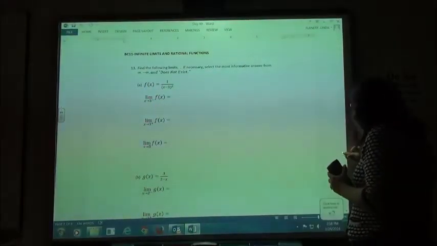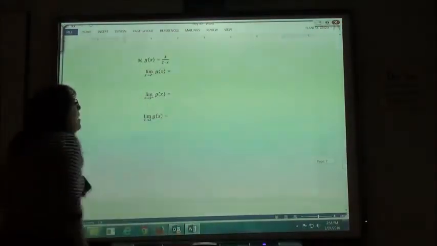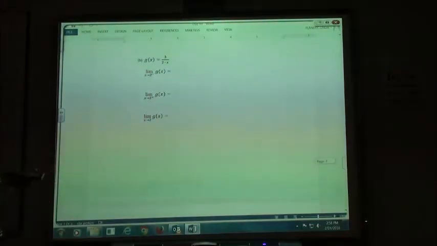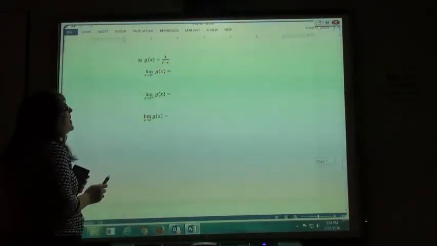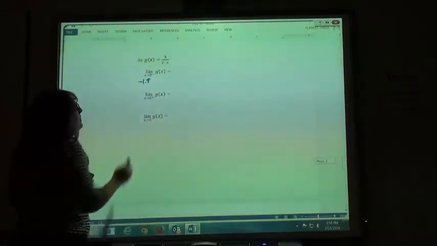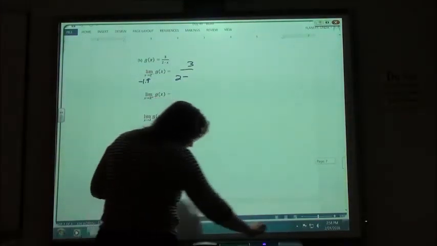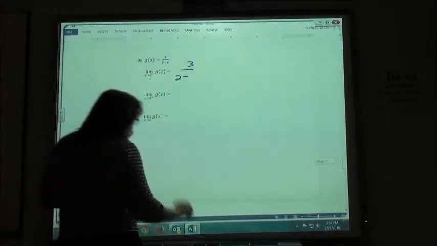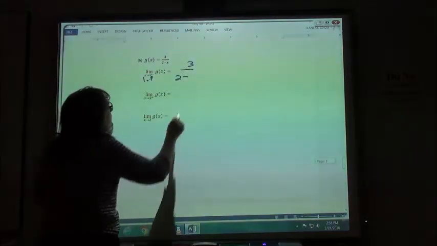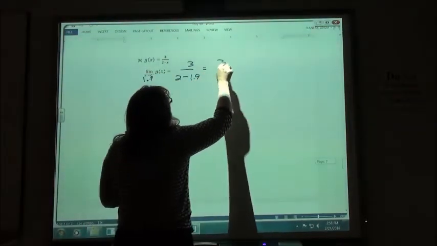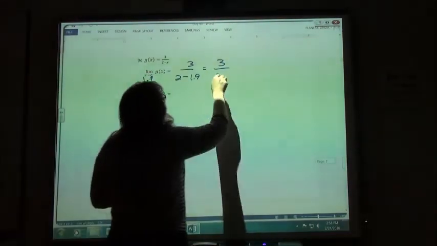Part B, if I move that down so I can see part B. Again, if I would put 2 in here, I would get 3 over 0. So I know my limit's either going to be positive infinity or negative infinity. So as I approach 2 from the left-hand side, I'm going to use 1.9. So I'm going to have 3 over 2 minus 1.9, which would be 0.1.